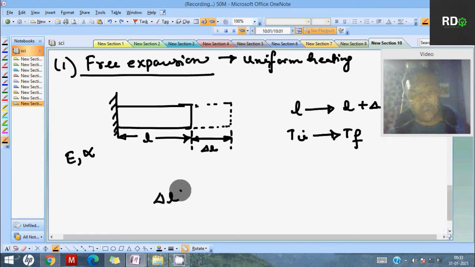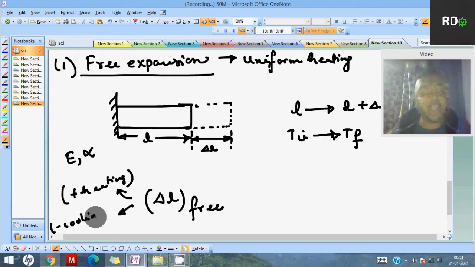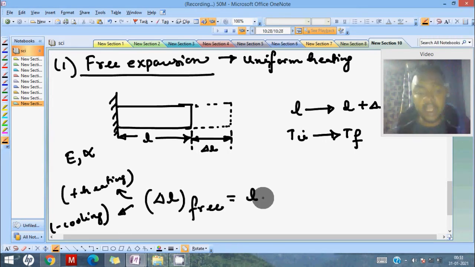Your delta L, which is free for free expansion, since we are taking it for uniform heating, can also be for uniform cooling. So for heating, we will use the plus sign if we have to show it. Otherwise it is not needed. And for cooling, we have to show it with the negative sign. For delta L, it will be what? It will be your L into alpha into delta T.